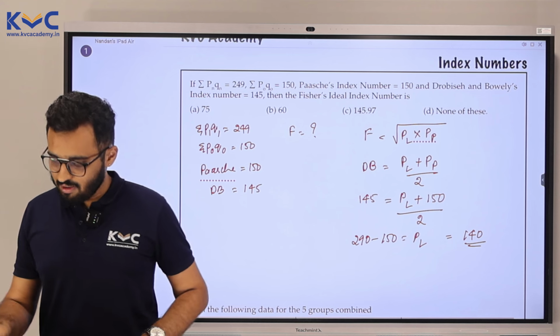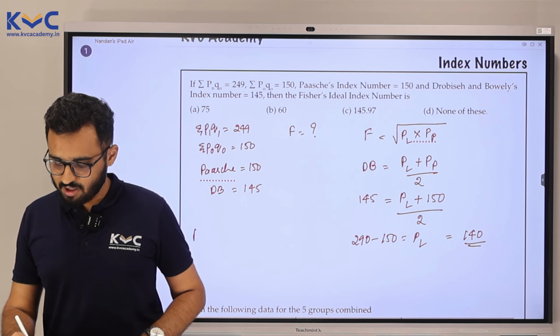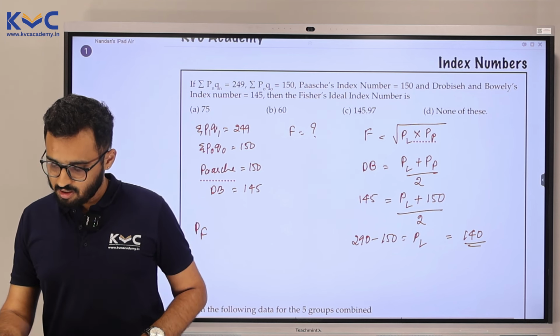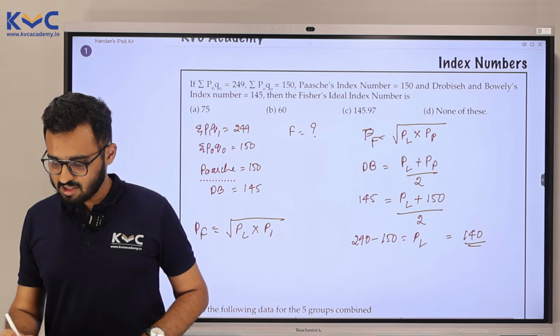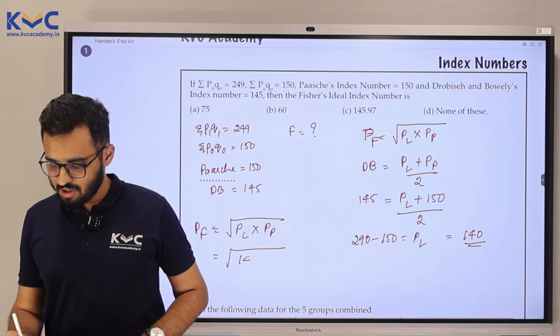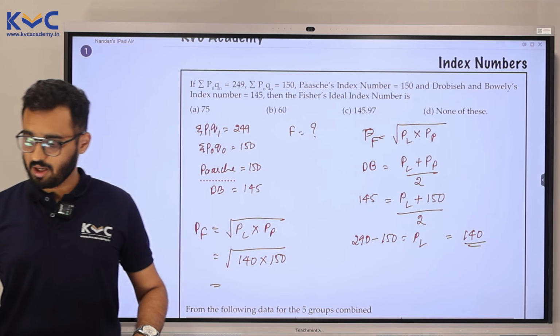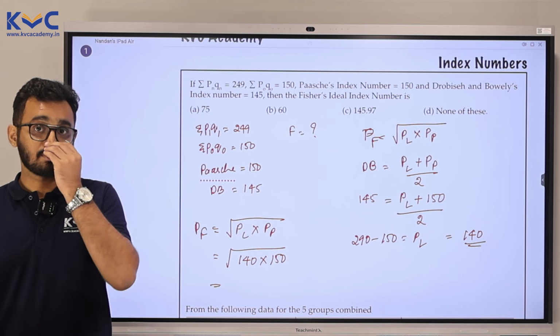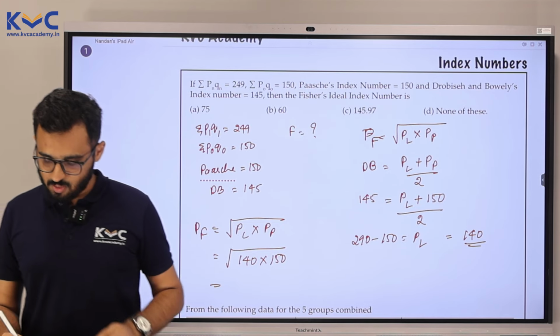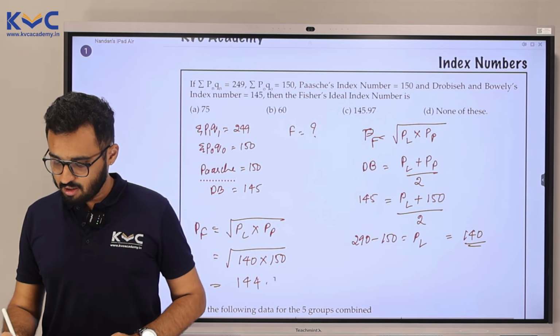Correct. So we now have Laspeyre. Paasche is already given. So Fisher's price index, or whichever is the index, will be Laspeyre's into Paasche. So Laspeyre's is 140, Paasche is 150, square root of multiplication of that. So 140 into 150 is 21,000, square root is 144.91.